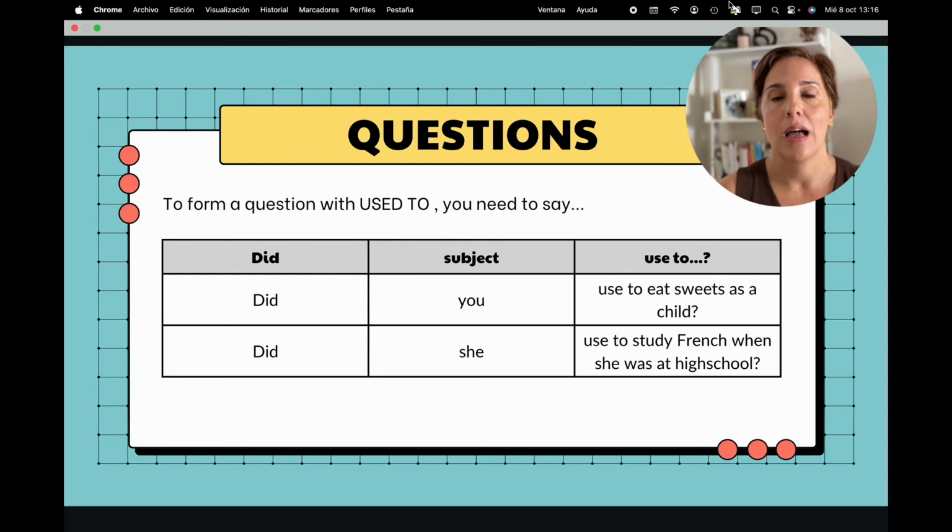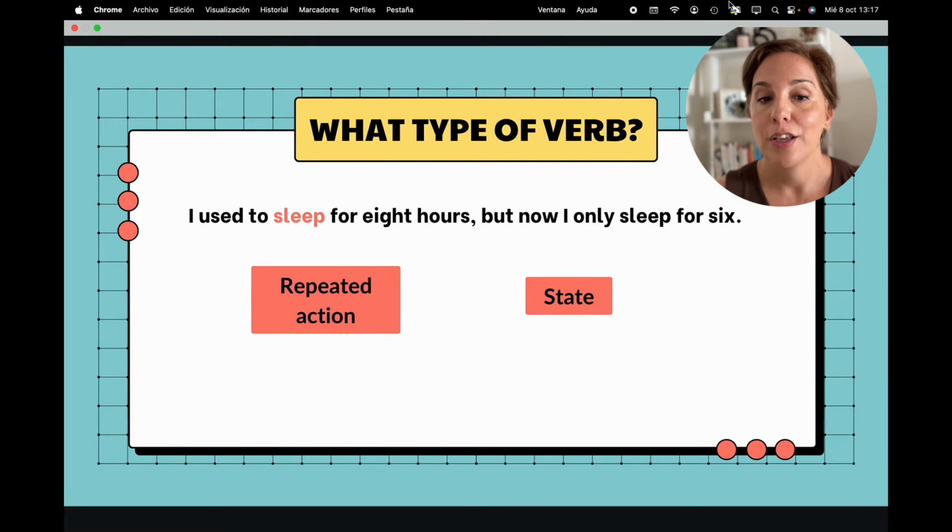Now, let's analyze what types of verb we are going to see on the screen. So for example, the sentence, I used to sleep for 8 hours, but now I only sleep 6. Now the verb sleep, would you say it's a repeated action verb or is it a permanent state verb? So the answer is it's a repeated action. So the verb to sleep is an action verb. It's something that you can do for some time and it implies some action. It's not permanent and it doesn't stay like that forever. Let me show you another example.